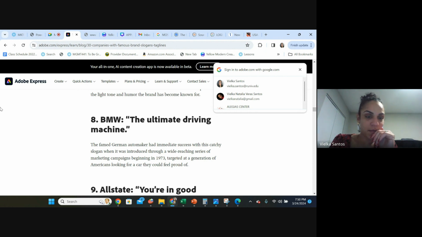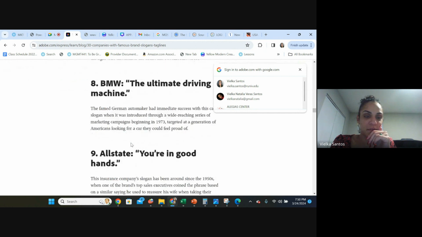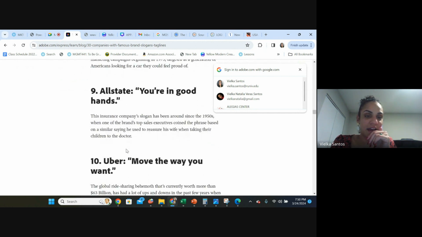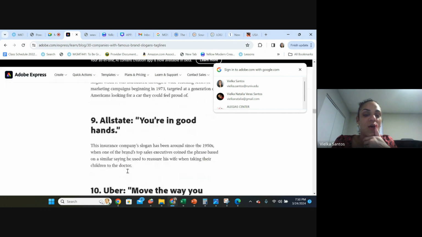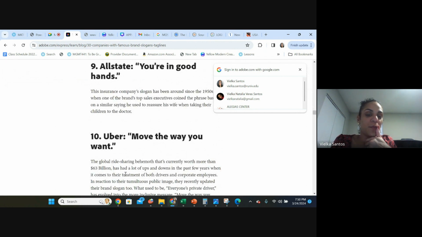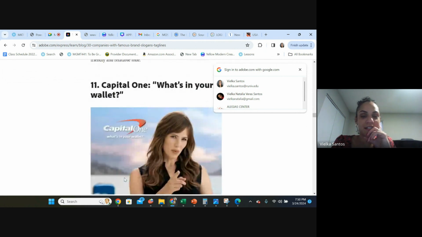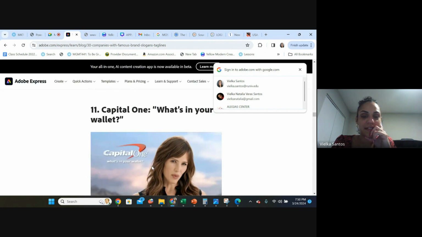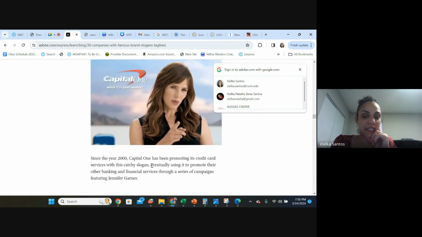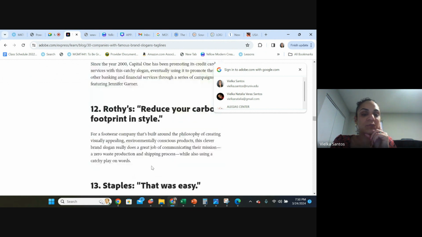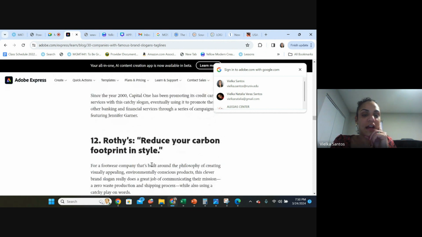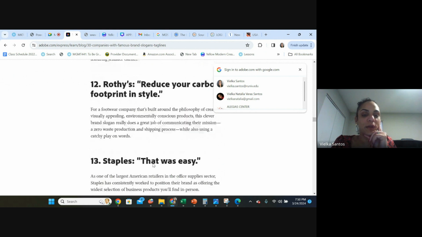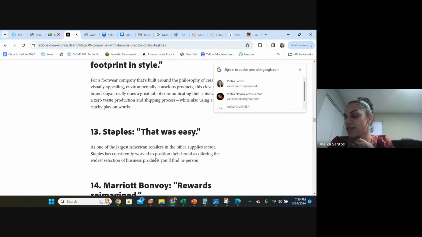Okay, we are in BMW, the ultimate driving machine. Allstate, you're in good hands. This is insurance. Uber, move the way you want. Another one, interesting. Capital One, what's in your wallet? Capital One is a credit card service. Rothy's, reduce your carbon footprint in style, a footwear company. Staples.